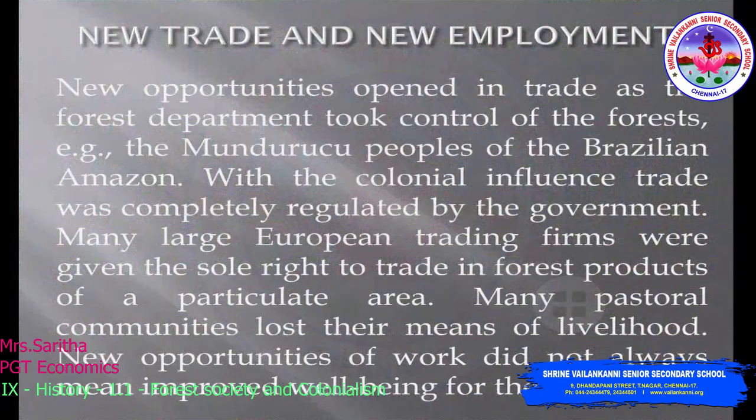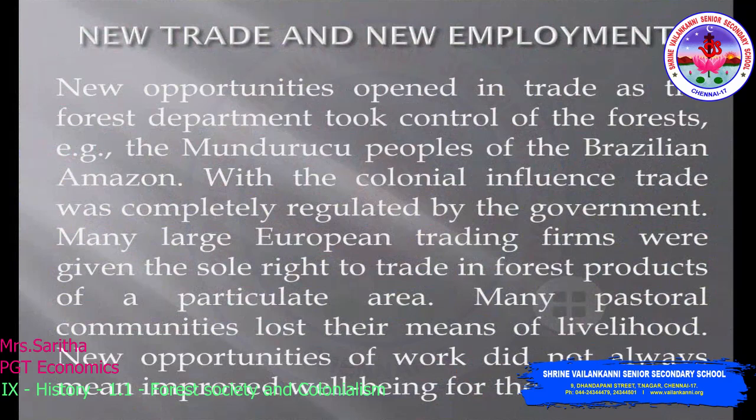New trade and new employment. New opportunities opened in trade as the forest department took control of the forest. For example, among the Mundurucu people of the Brazilian Amazon, with the colonial influence, trade was completely regulated by the government. Many large European trading firms were given the sole rights to trade in forest products of a particular area. Many pastoral communities lost their means of livelihood. New opportunities of work did not always mean improved well-being for the people.